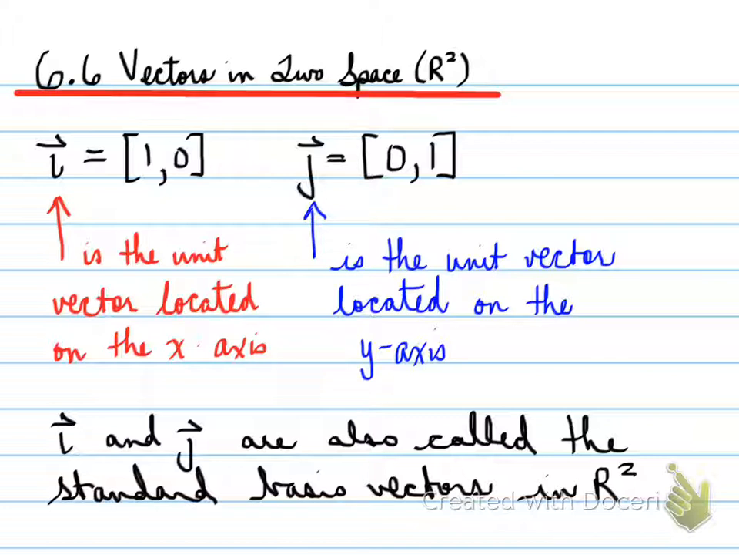What this means is that you can represent any vector located in space with components of i and j, and we will see that in just a minute.